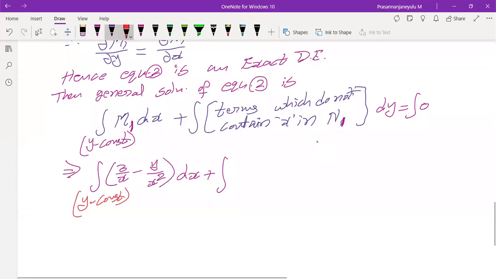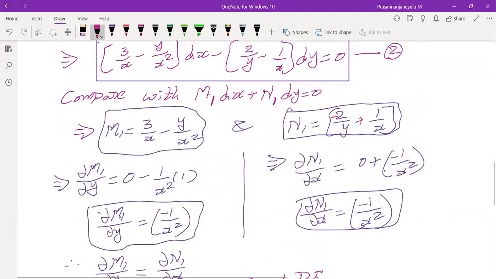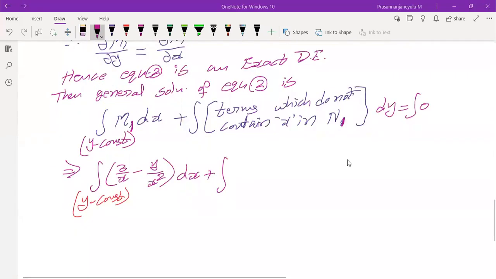Next, the second term consists of the terms which do not contain x in N1. Here this is our N1. In our N1, does the first term contain the x variable? No, so we can take this term. Does the second term contain the x variable? Yes, so we should not take it. So what we take is minus 2 by y. Understood how we are following? So minus 2 by y into dy equals the integration of 0, which is 0.